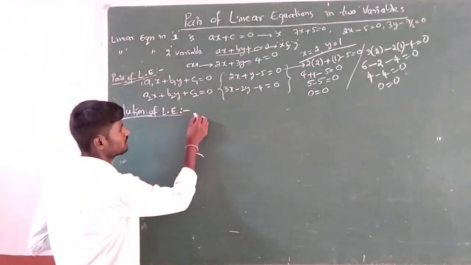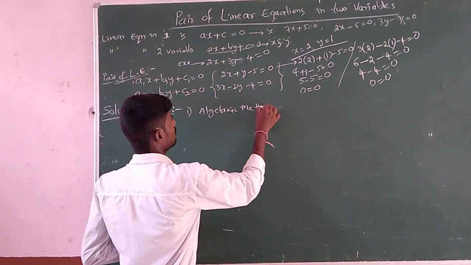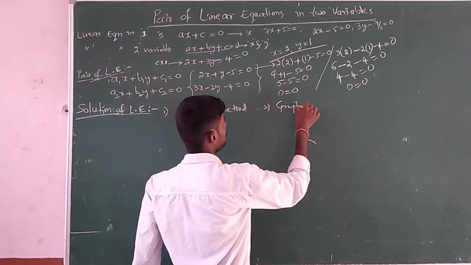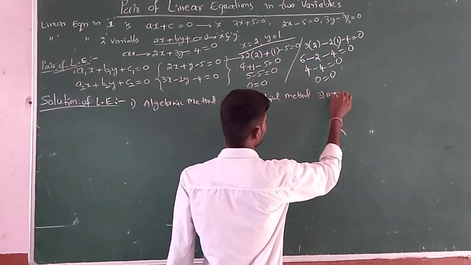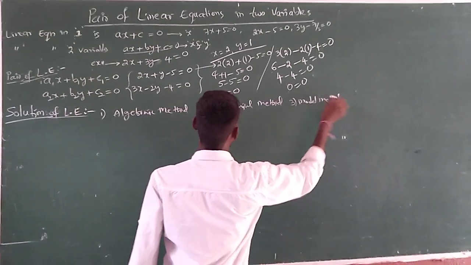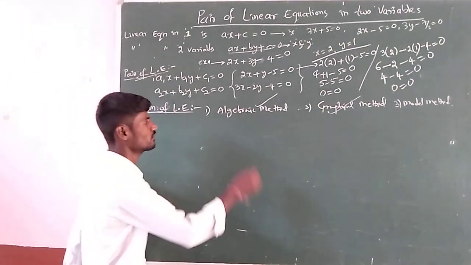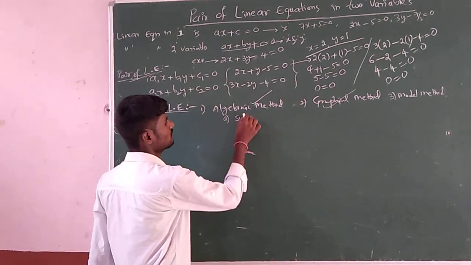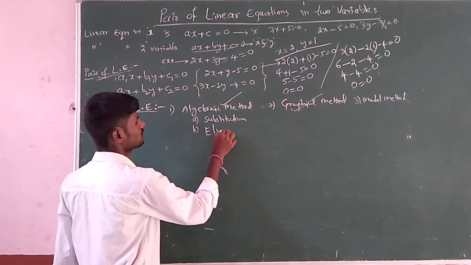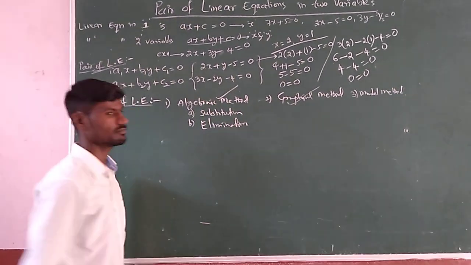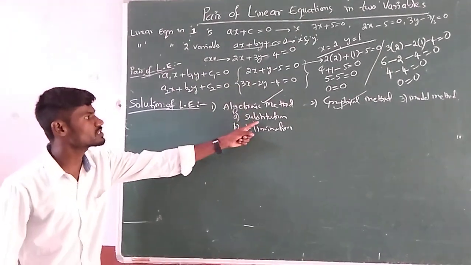That solution can be found by the algebraic method and the graphical method, and also one more method is there, that is the normal model. But in this topic we discuss the algebraic method and the graphical method. In the algebraic method also we have two: one is the substitution method and the other is the elimination method. Let us discuss those. Now we are discussing the algebraic method. First one is substitution.